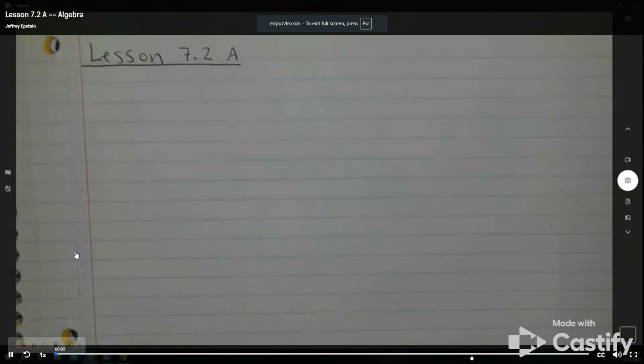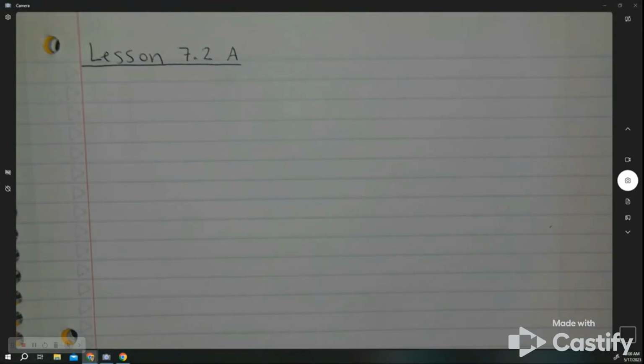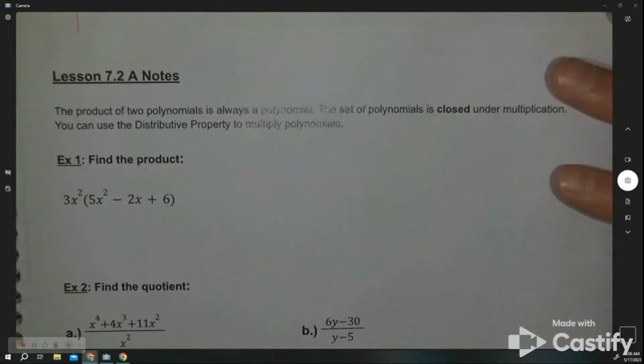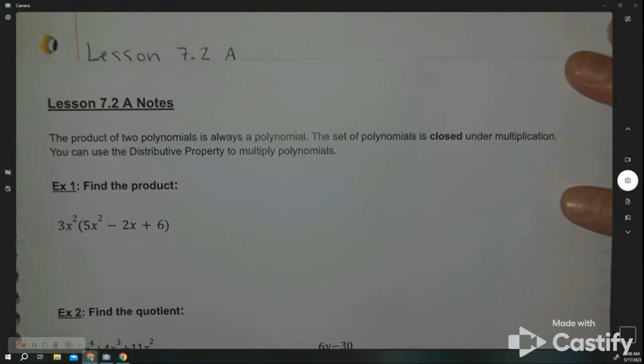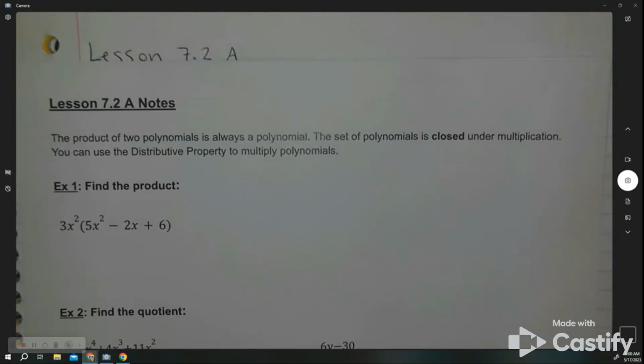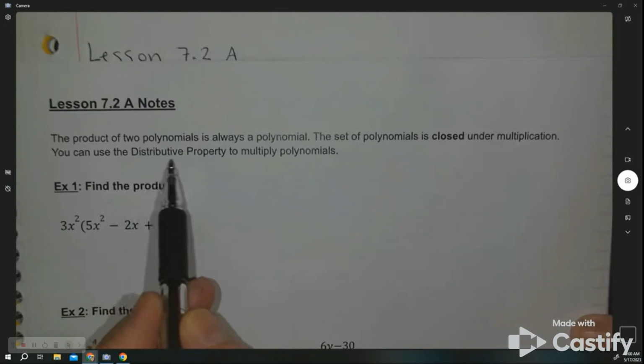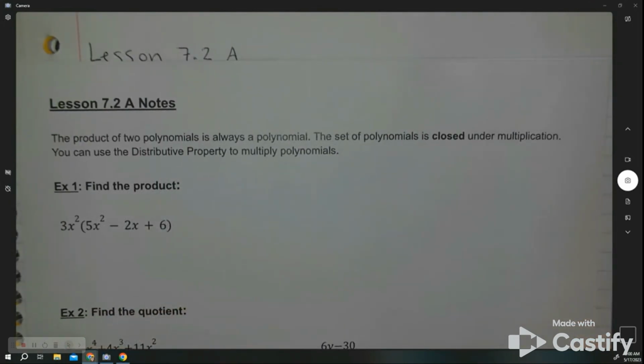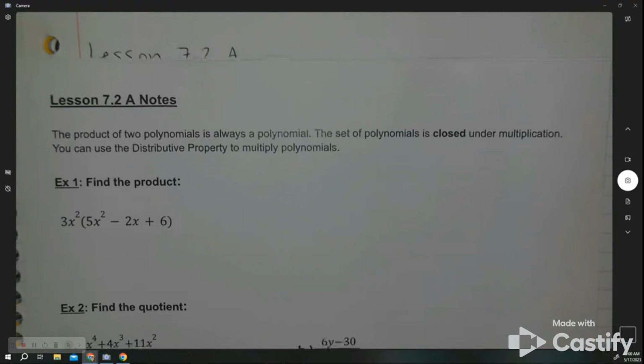This is lesson 7.2a. In this lesson, we're going to continue talking about polynomials, specifically about multiplying and dividing. So if we look at this, the product of two polynomials is always a polynomial. And for that reason, we can say that the set of polynomials is closed under multiplication. And specifically, we can use the distributive property to multiply these polynomials. So something that we've done in the past that we can relate to this new topic.